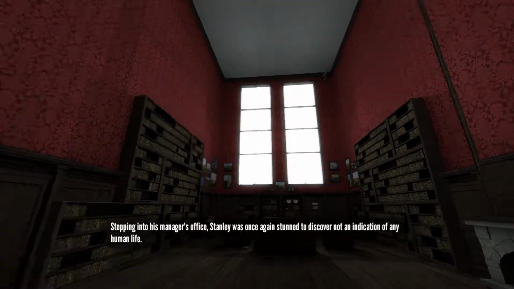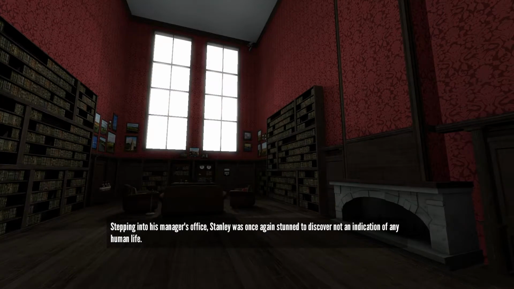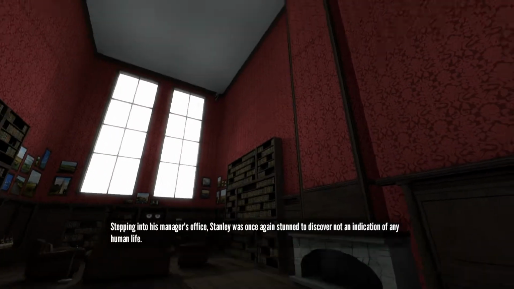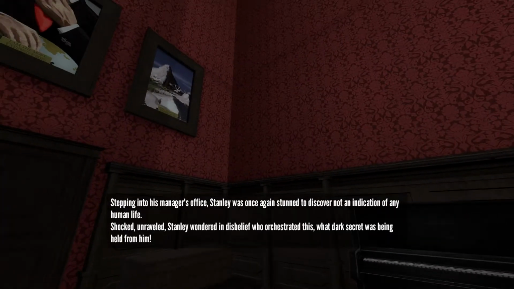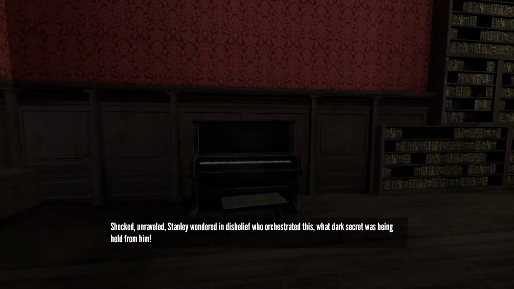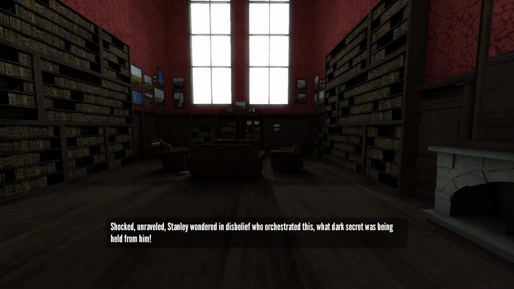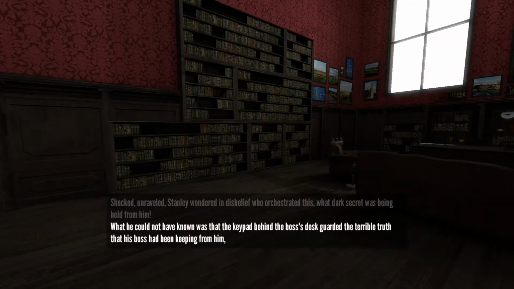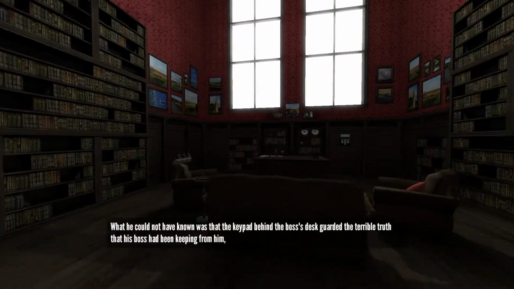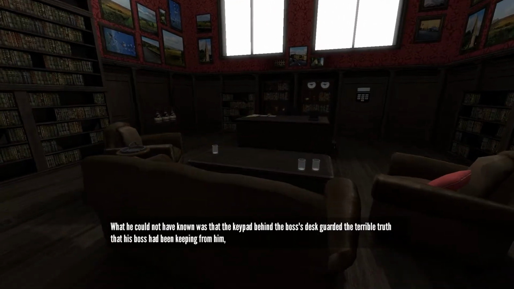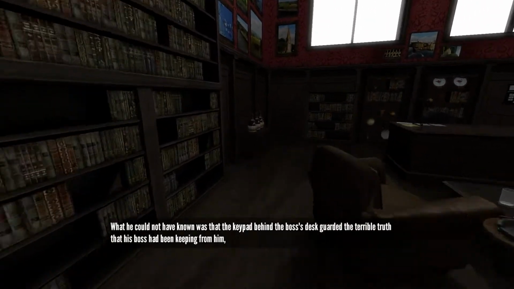Stepping into his manager's office, Stanley was once again stunned to discover not an indication of any human life. But look at this office. Shocked, unraveled, Stanley wondered in disbelief who orchestrated this. What dark secret was being held from him? Yes, Stanley. What he could not have known was that the keypad behind the boss's desk guarded the terrible truth that his boss had been keeping from him.